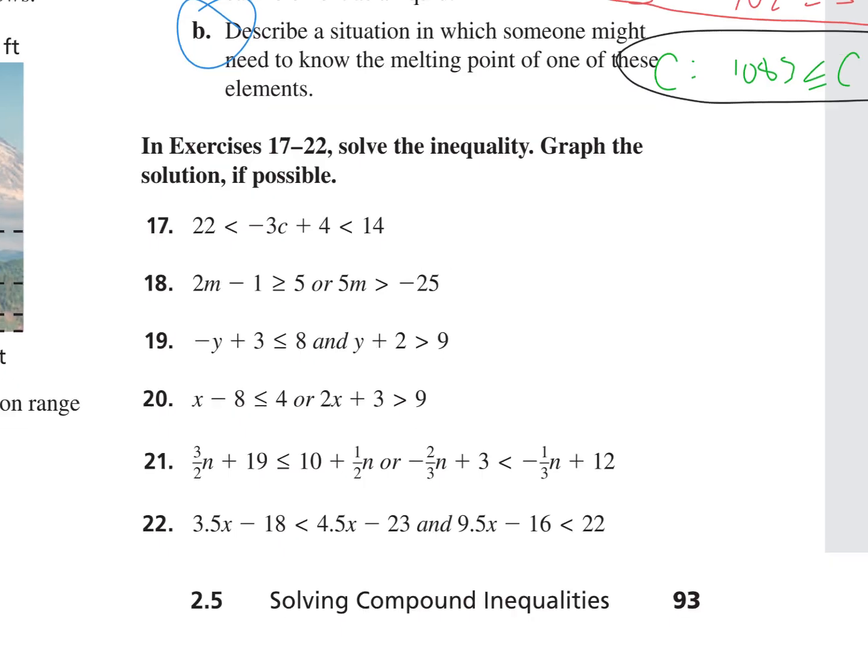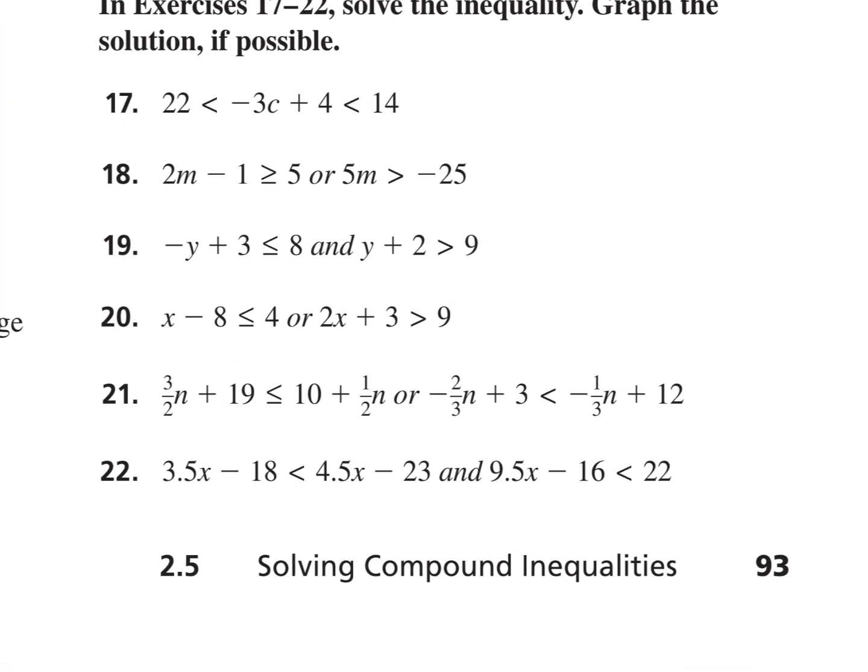18, solve the inequality, graph it. So 18, we have an or. So I'm not going to add 1. Oh yeah, I am going to add 1 to get 2m is greater than 6. Divide by 2 to get m is greater than or equal to 3. I'm going to divide by 5 to get m is greater than -5. And I'm just going to copy it over here because why not?